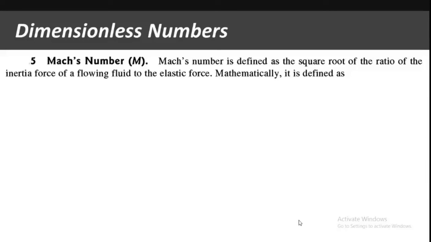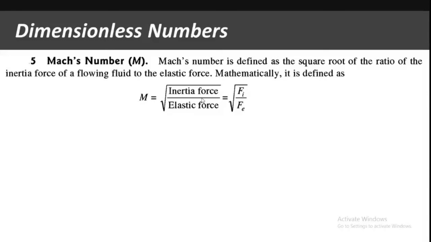Then the last dimensionless number which we are going to see is called Mach number. I think we saw Mach number in unit number 2 also. So Mach number is simply defined as the square root of the ratio of the inertia force to elastic force. Elastic force is relevant in compressible flow, so whenever the flow is compressible we look at its Mach number. You have also seen its other definition: Mach number is the ratio of actual velocity of flow to sonic velocity. That is one definition, and the mathematical definition is the square root of the ratio of inertia force to elastic force.